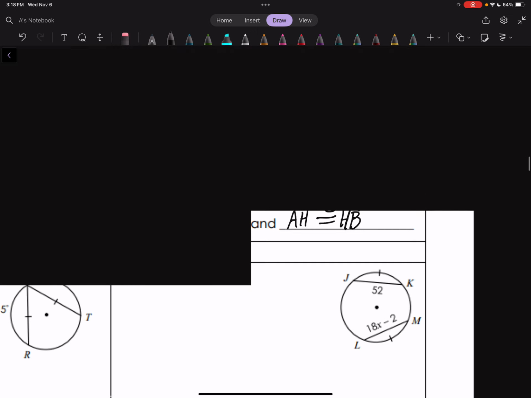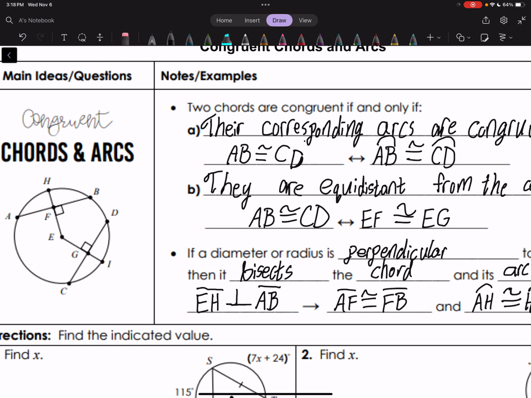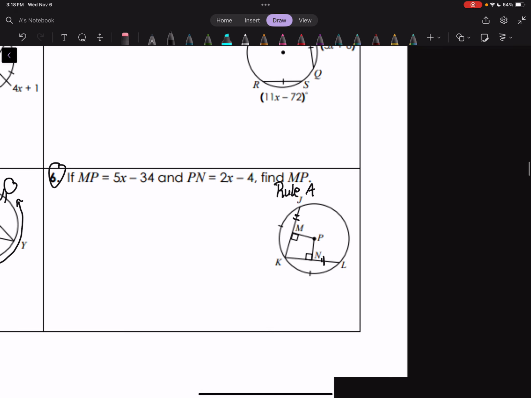I can use rule B, which says that if AB is congruent to CD, so the chords are congruent, then from the radius to the chord are congruent. So I can now use rule B to say those two are congruent. Therefore, MP is congruent to PN.